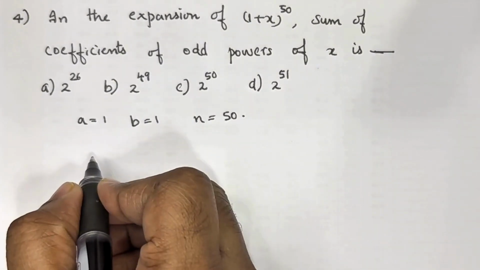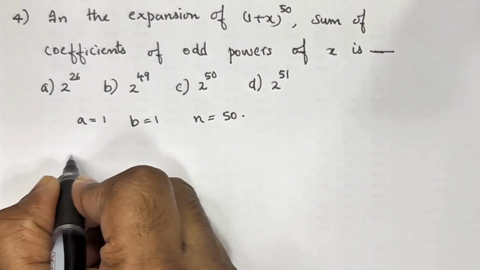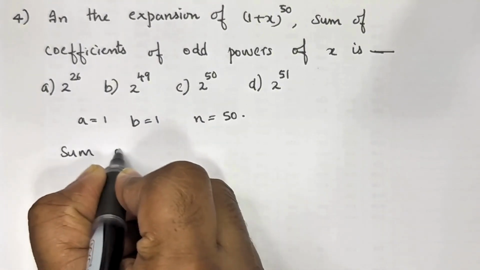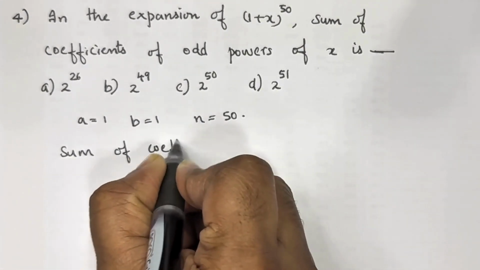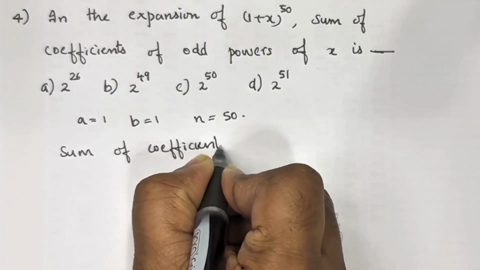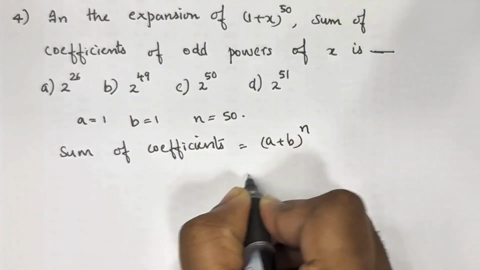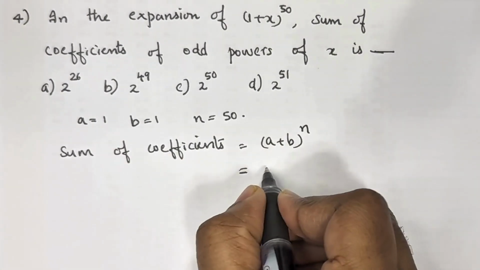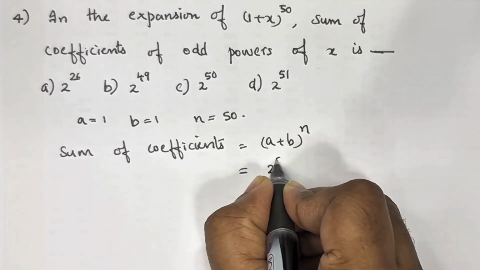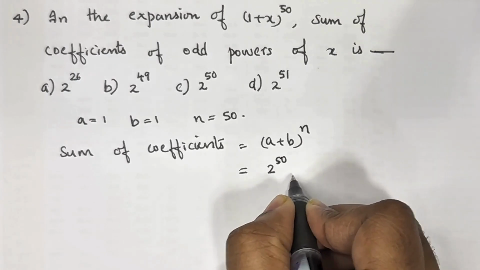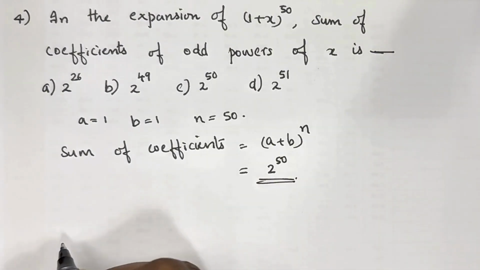Therefore, first we can calculate the sum of the coefficients of all the powers of x. The sum of the coefficients of all the powers of x is equal to (a + b)^n. That is equal to, a is 1, b is 1, so 1 plus 1 is 2. 2 to the power of n, which is 50. So 2^50.